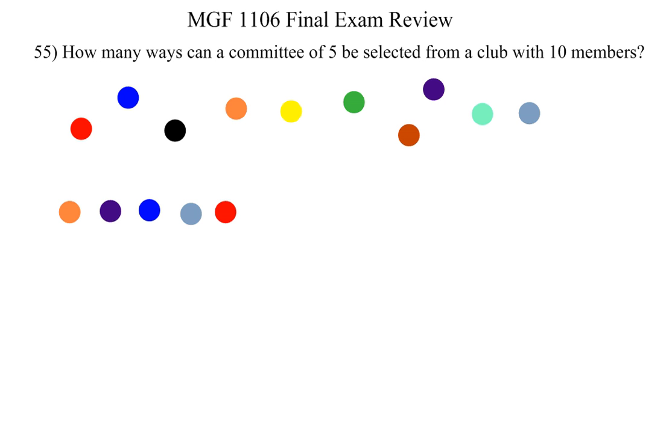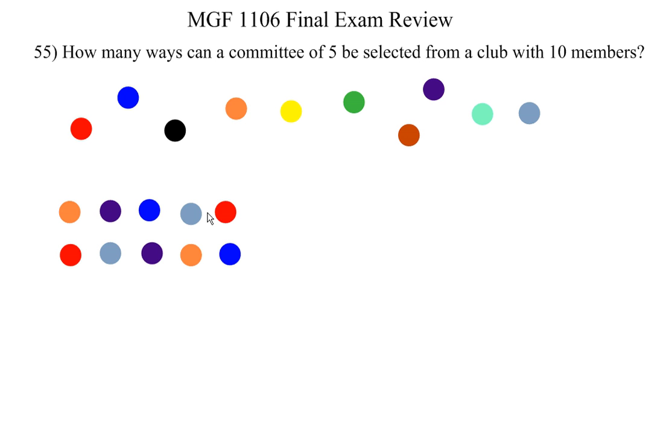So here's a committee of 5 I selected in this order. Is that committee any different than the committee that I select in this order? Assuming I selected that first, second, third, fourth, and fifth. Is this committee any different than this committee? Does the order I selected these make any difference? And in fact, it does not.